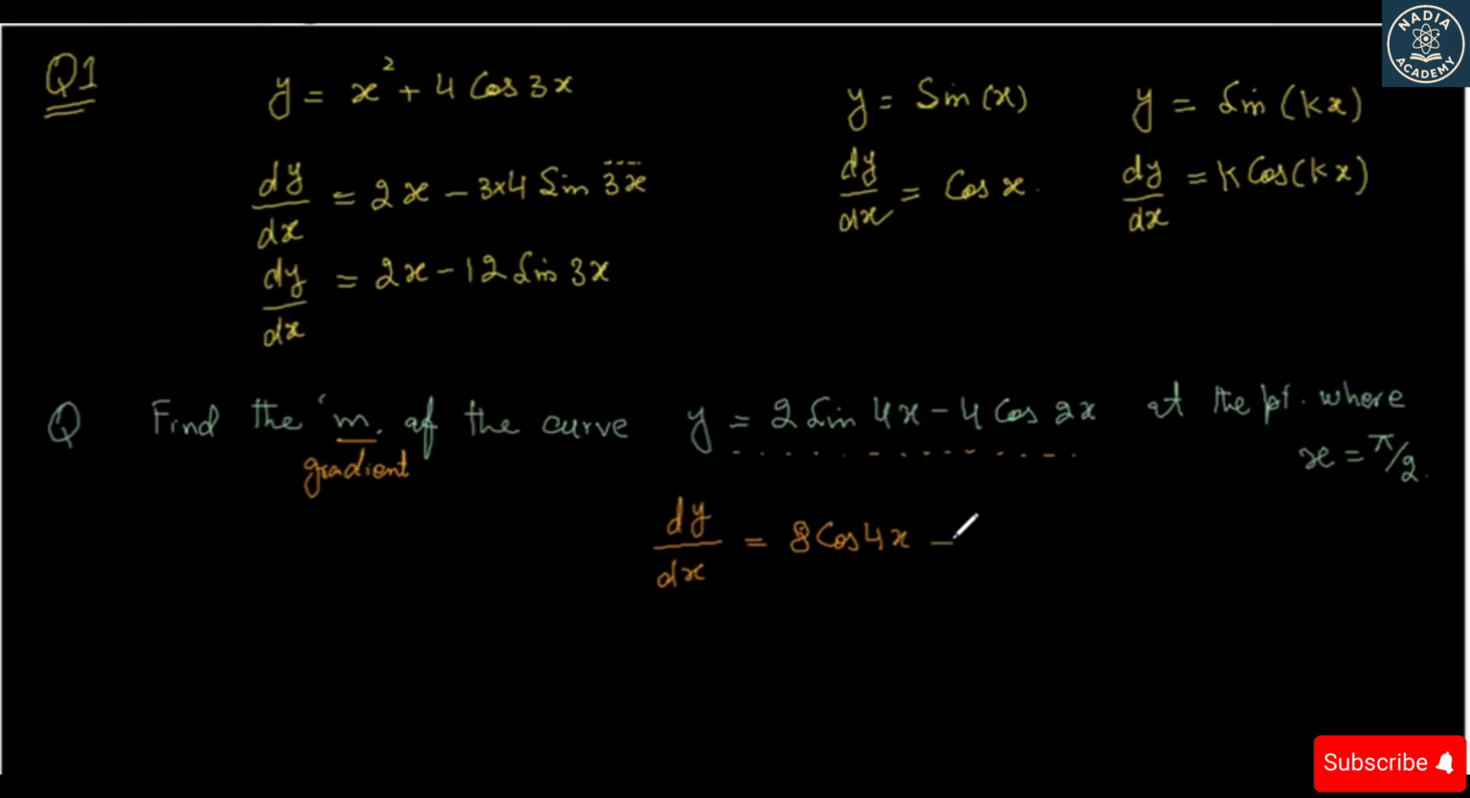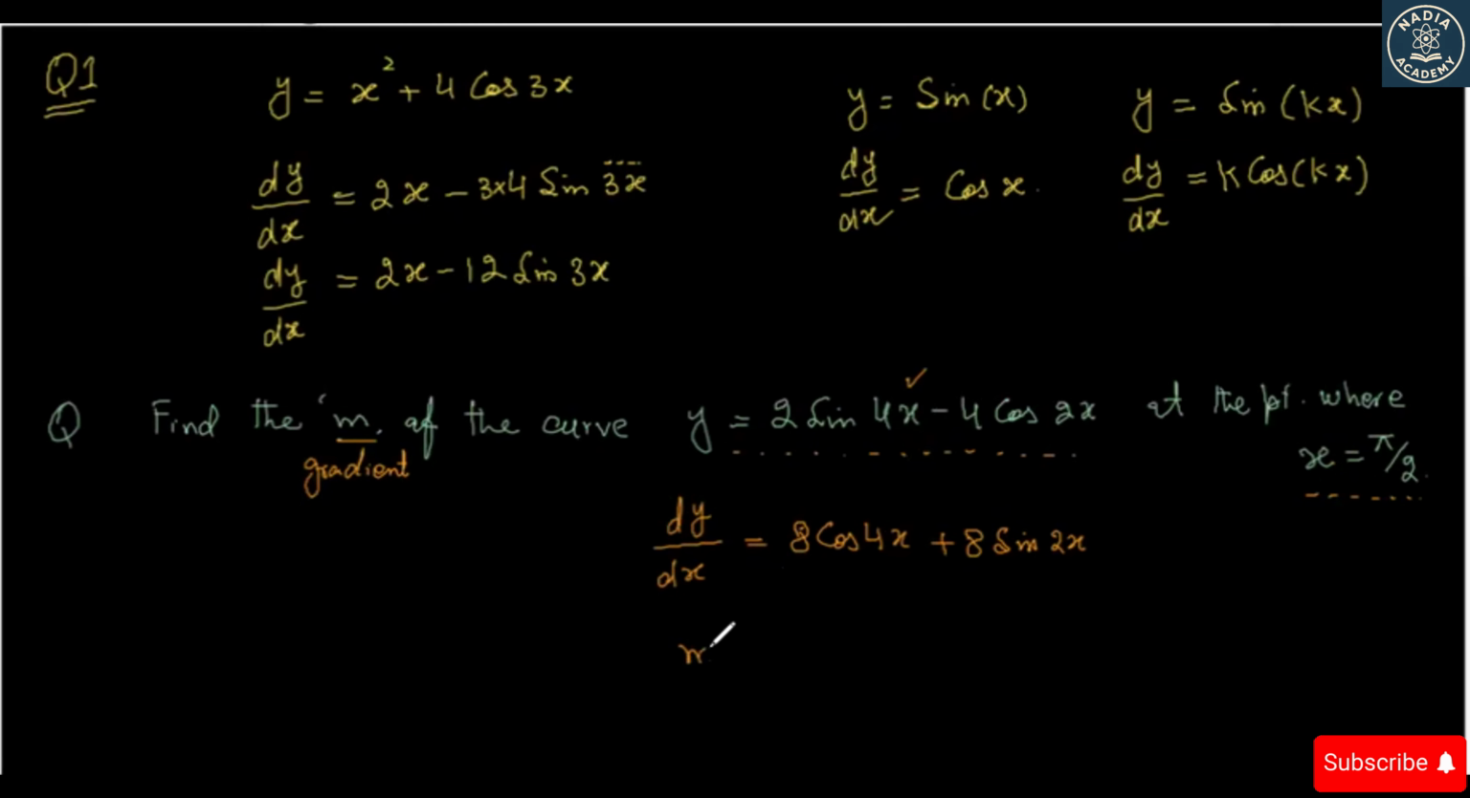So now we will have a negative, and the derivative of cos 2x will be negative sin 2x, and that negative will make this negative positive. Then the derivative of 2x is 2, 2 times the 4, answer is 8. So this is the gradient of our function. What we need to find is the gradient at x is equal to pi by 2, so we can substitute the value of x in this equation of the gradient.